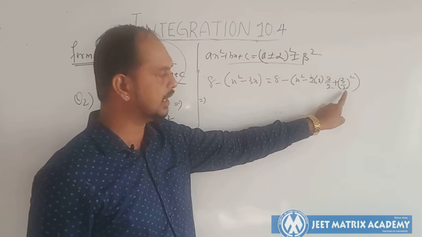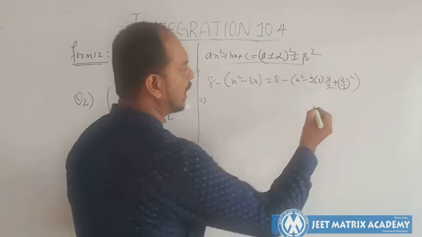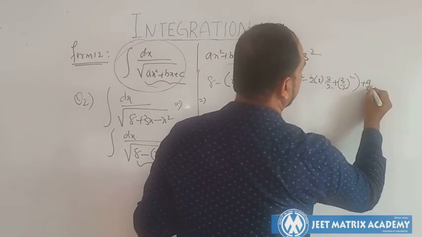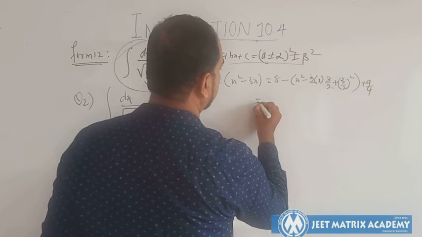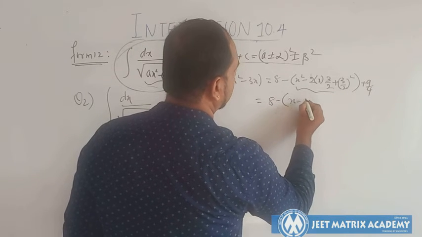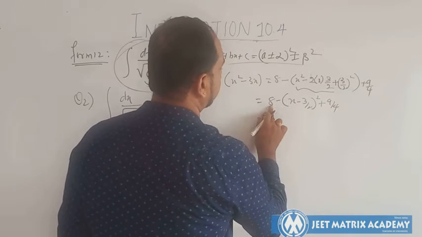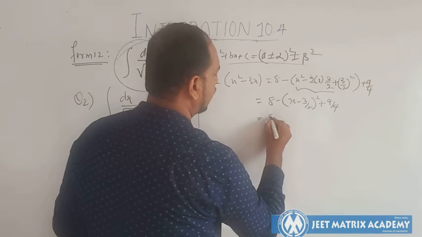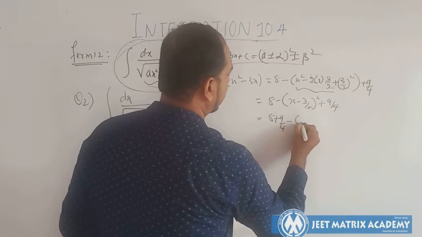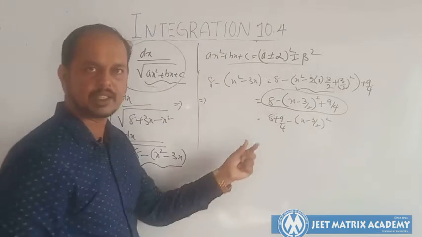But is it right that I added 9 by 4? No, when you open the bracket this is minus, so I have to add 9 by 4. Now it is clear. 8 minus this part, I can write as x minus 3 by 2 whole square, plus 9 by 4. 8 plus 9 by 4, 9 by 4 minus x minus 3 by 2 whole square. Very clear, be careful in this place.